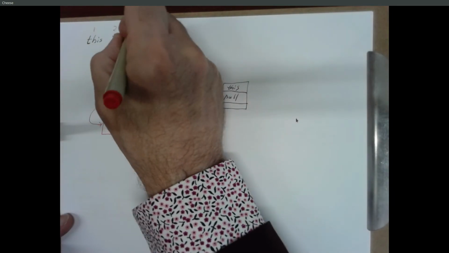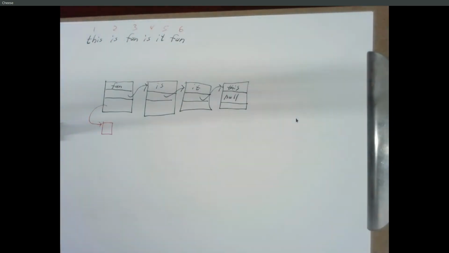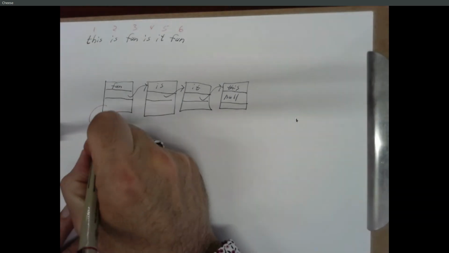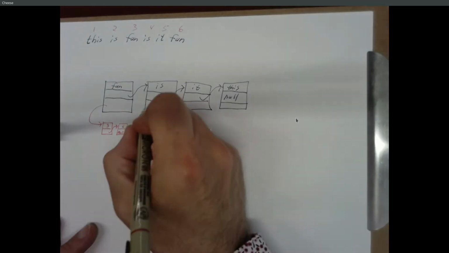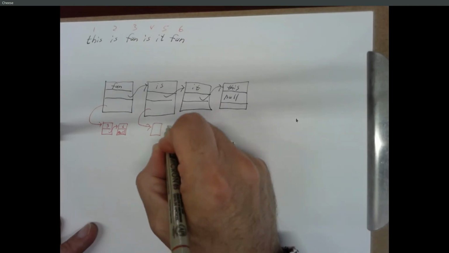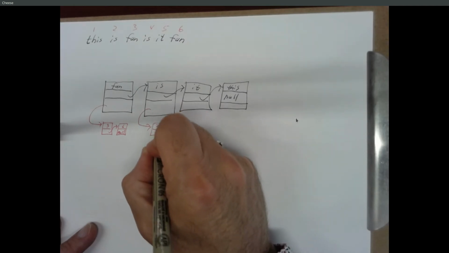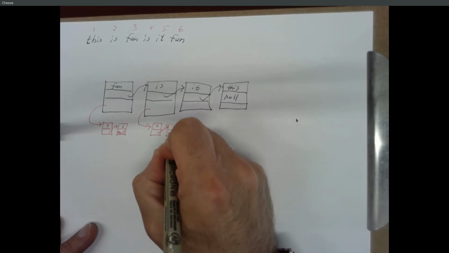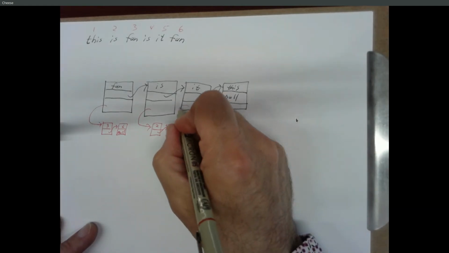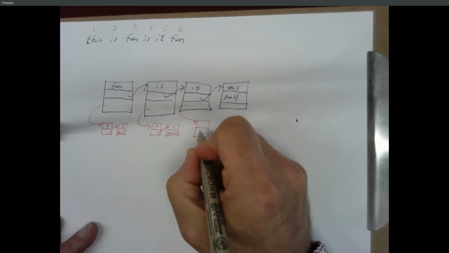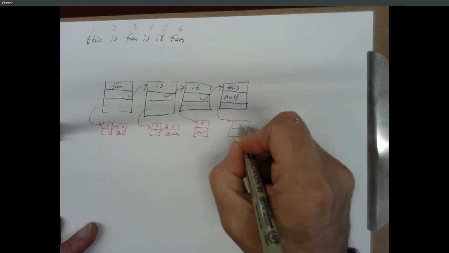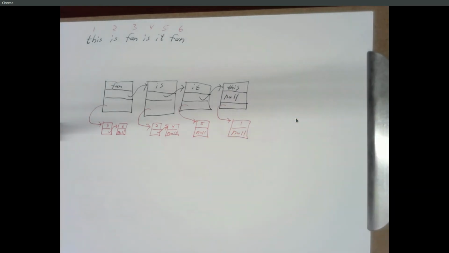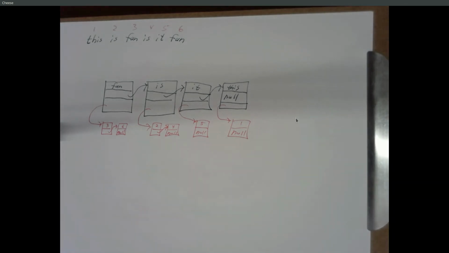So these are word positions 1 through 6. So fun occurs at location 3 and at location 6, and this is null. Is points to a little linked list that says is at location 2 and it's at location 4, and that's null. And it points to a linked list with a single node, which is location 5. And this is a single node with location 1. So that's the data structure you're ultimately building.